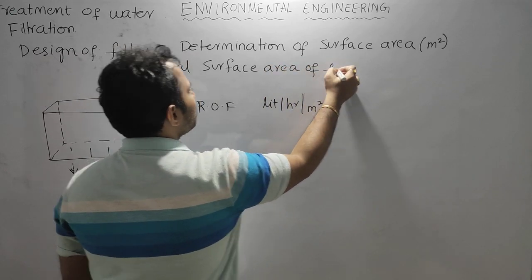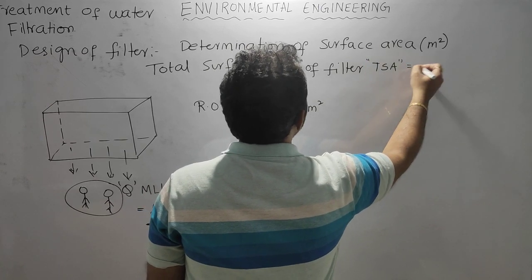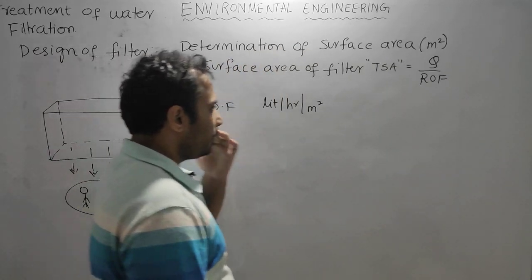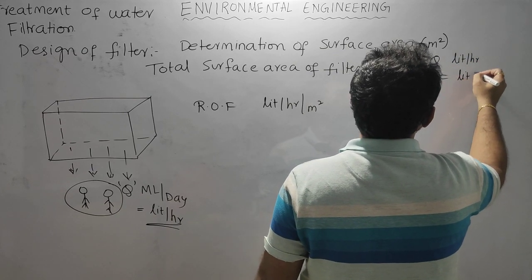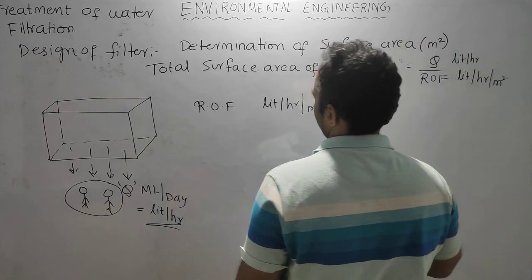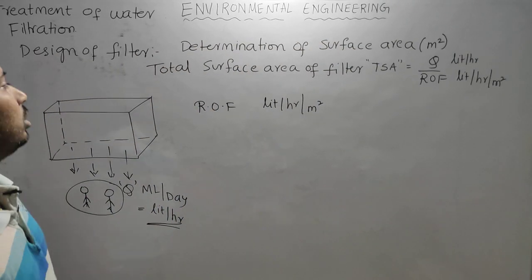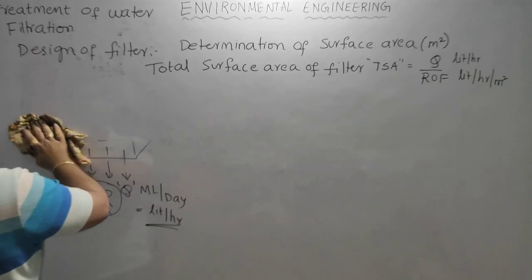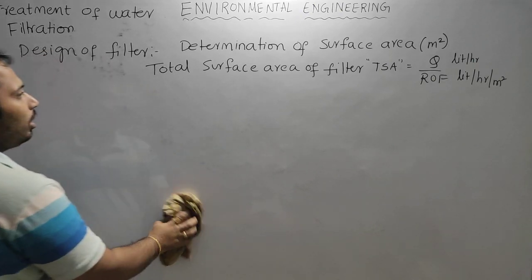So total surface area of a filter, TSA, is equal to Q by ROF. If you do Q by ROF, that means Q is in liter per hour and ROF is liter per hour per meter square, then we will get the total surface area in meter square. So once you get the total surface area, sometimes we don't provide it in the form of a single unit. We sometimes provide it as a number of units.